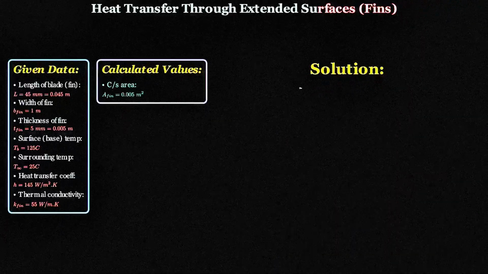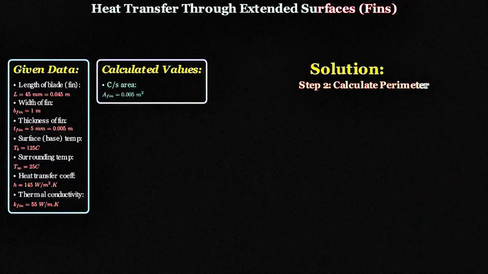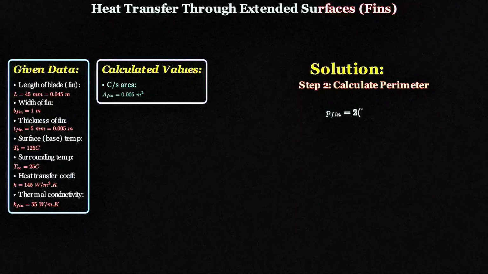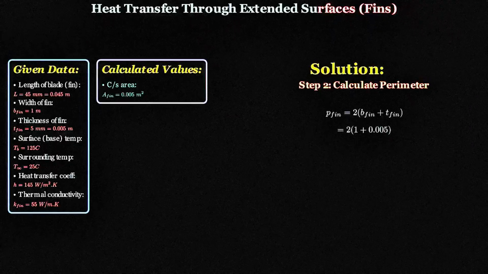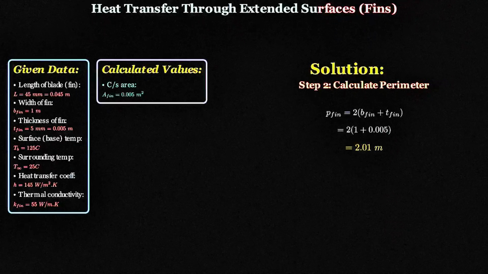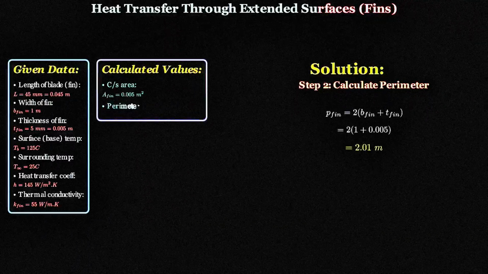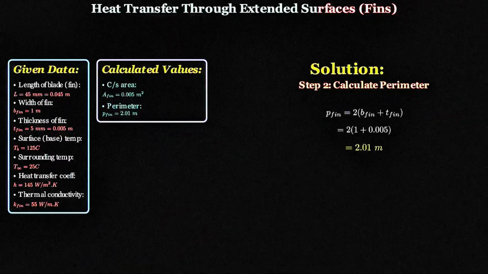Step 2. Calculate the perimeter of the fin. The perimeter, P, equals 2 times the sum of width plus thickness. Substituting, P equals 2 times open parentheses 1 plus 0.005 close parentheses. This gives us 2.01 meters. Again, we'll save this value in our data.